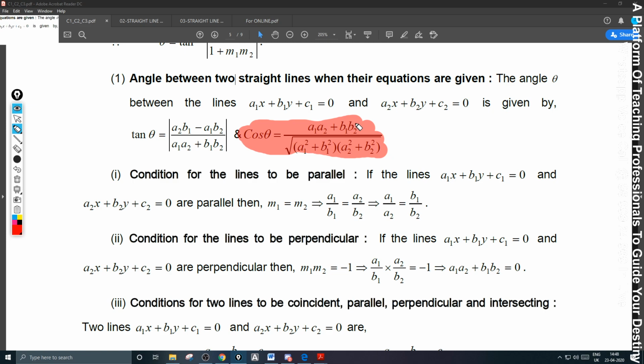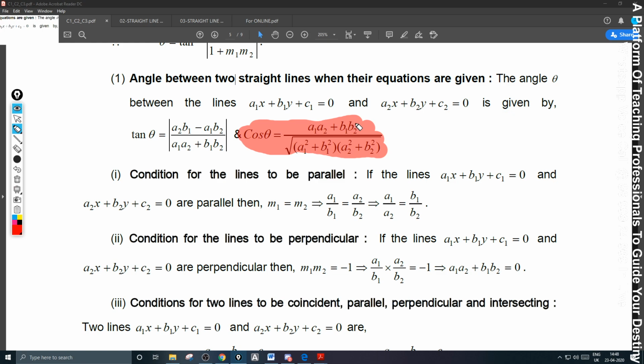Just try that cos theta formula, please. It is visible? Yes, sir. Can you read it out? Cos theta equal to a1 a2 plus b1 b2 by root a1 square plus b1 square into root a2 square plus b2 square.